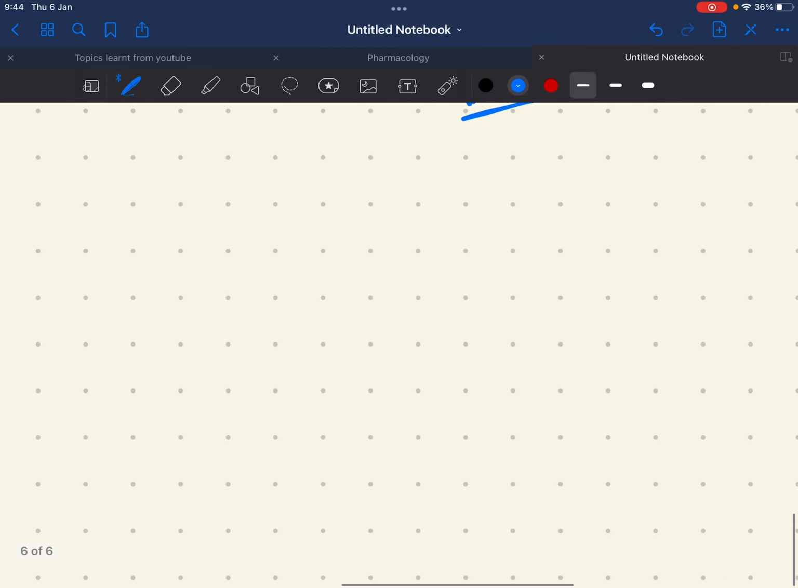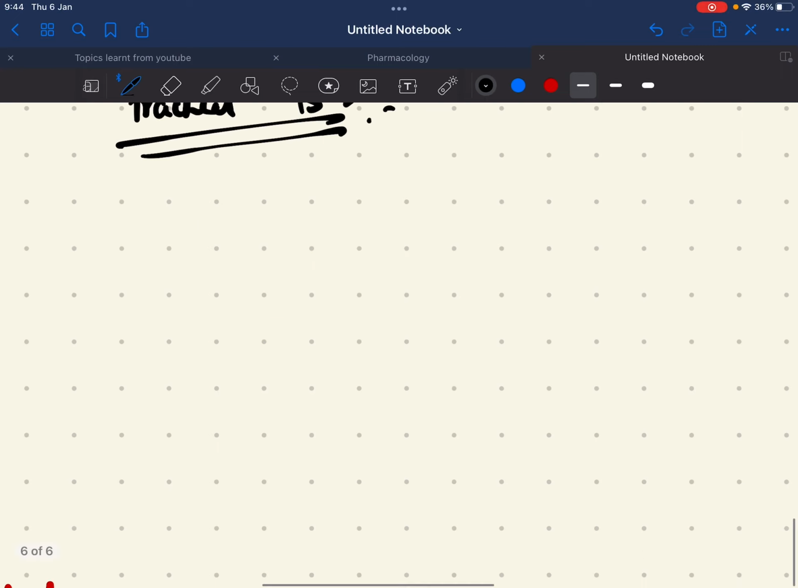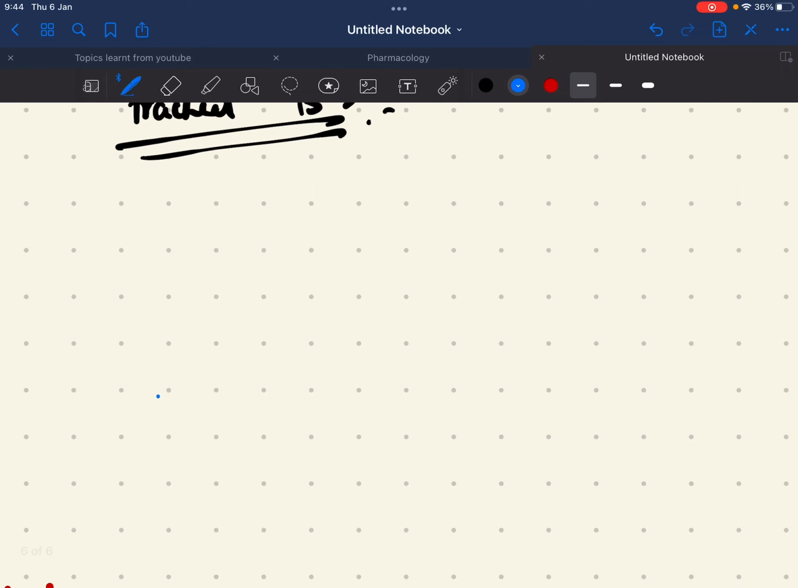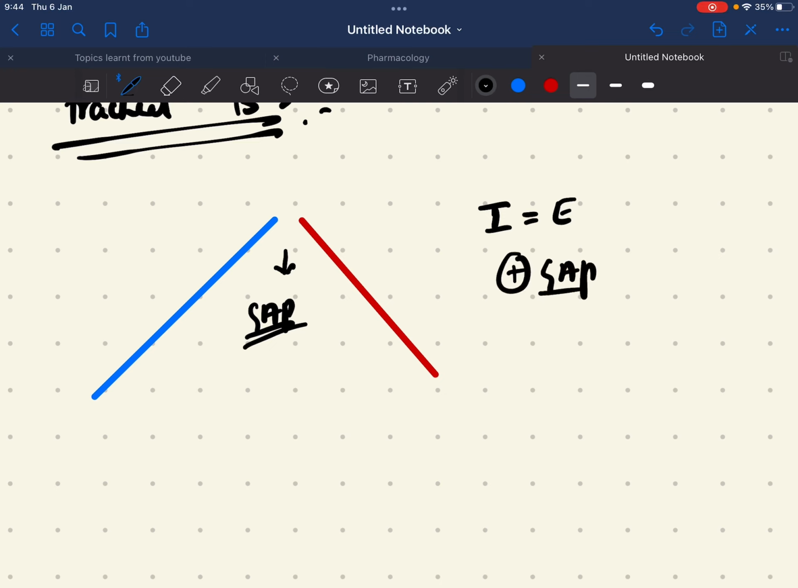So finally we are going to talk about the tracheal breath sound. Again we have to draw the diagram here. So as you can see, this is your inspiration, and here you are going to see the expiration. So by seeing the diagram here, we can say that inspiration is equal to expiration, but as you can see there is a gap, there is presence of gap.